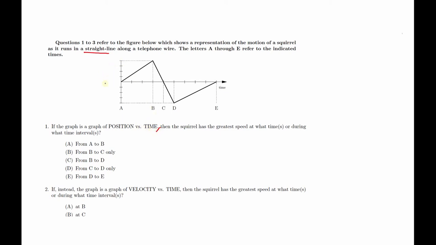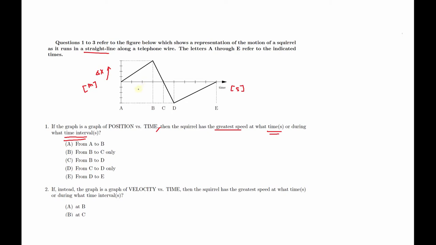we will have position on the vertical axis and the unit will be meter, and for time I'm going to say second, and we have position going up that way, and we have to find the time interval that gives the greatest speed. Speed is the magnitude of velocity, so it takes the absolute value of velocity. So despite having a negative, as long as the number is greater, then that will be the answer.